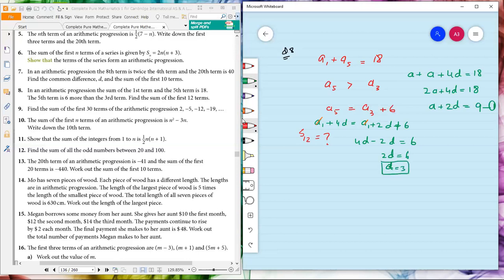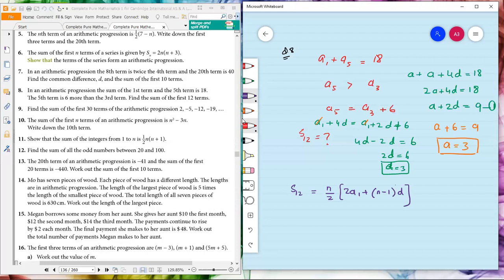How can we find a? Just put this 3 into any one of the equations. Here, if you put it in this equation, a plus 2 times 3 equals 9, so a is equal to 3 as well. Okay, we have found it. Now I'll just check the answer. S12 means the sum of 12 terms. First write down the formula, n by 2, times 2a1 plus n minus 1 into d.